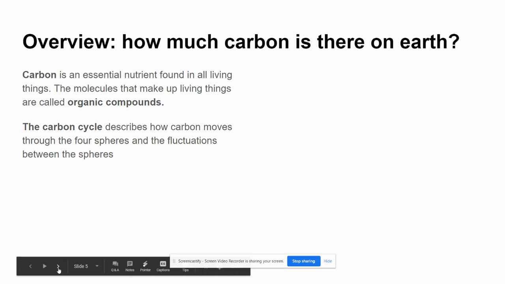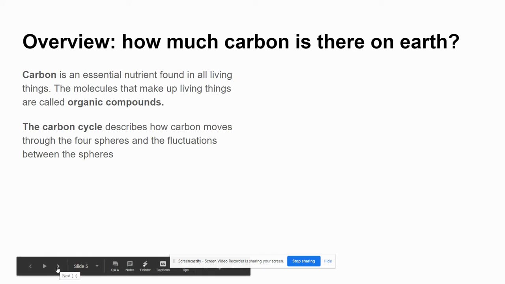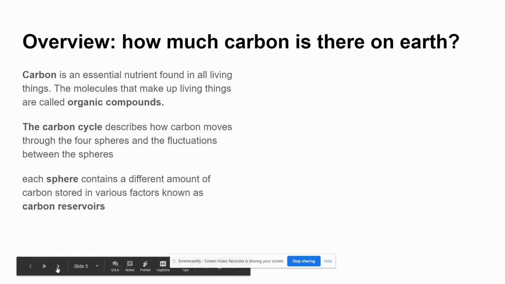The carbon cycle describes how carbon moves through the 4 spheres and the fluctuations between the spheres. Each sphere contains a different amount of carbon stored in various factors known as the carbon reservoirs.